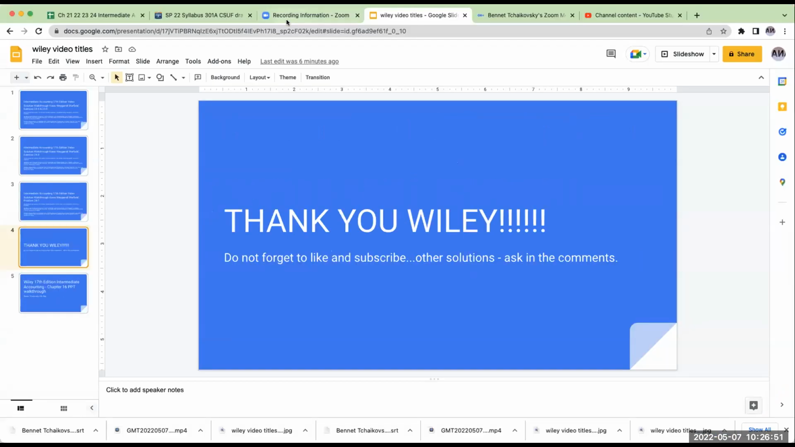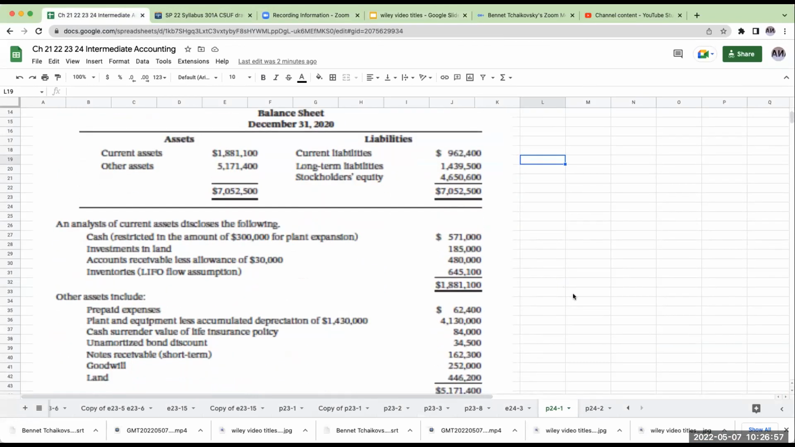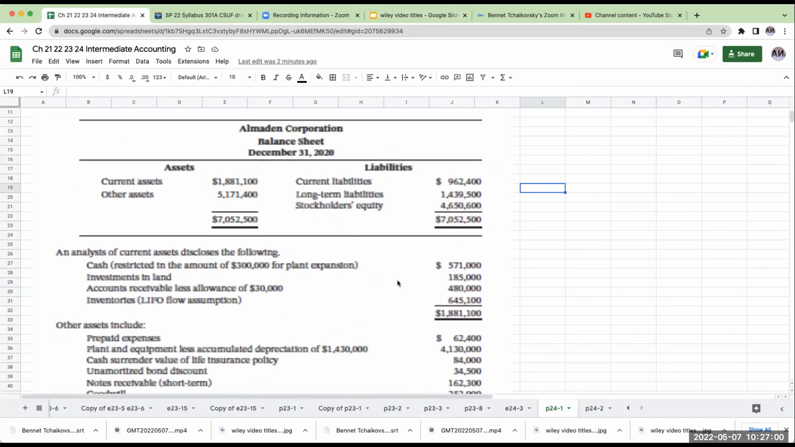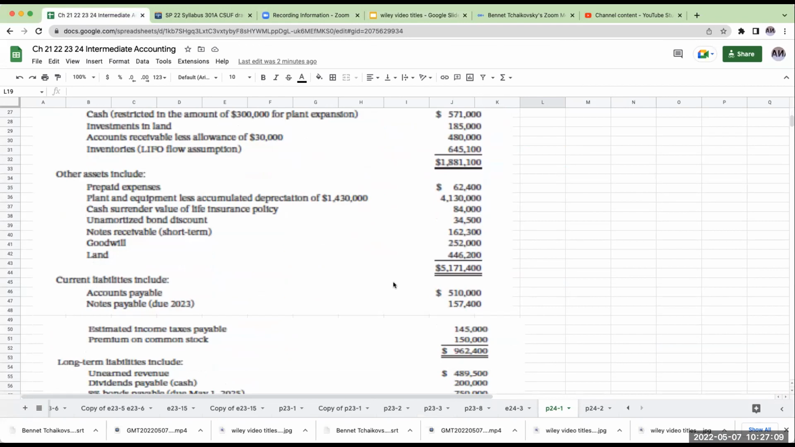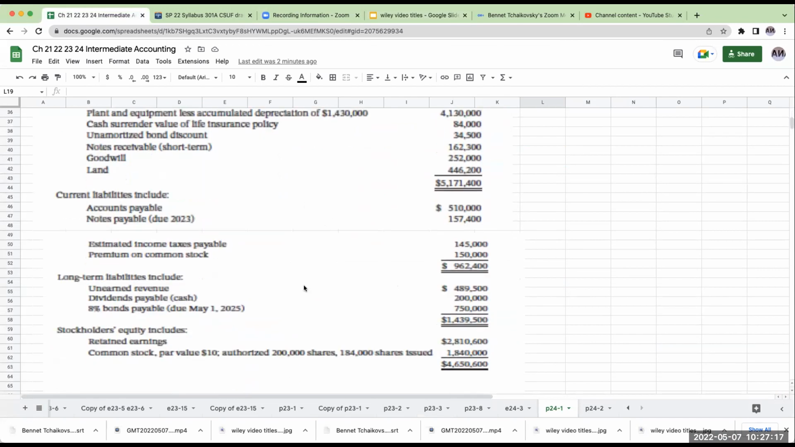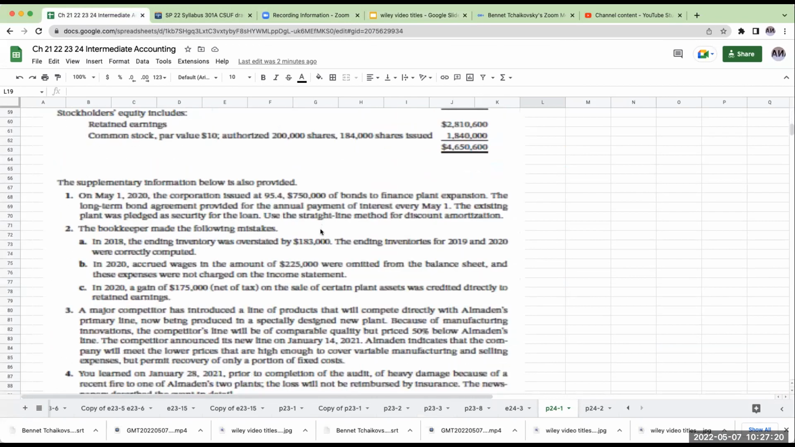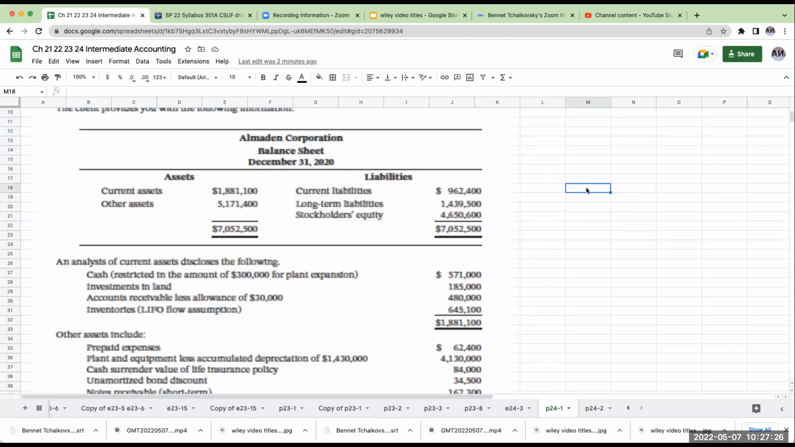Okay, so before we say thank you to Wiley, let's take a look at our question for today. Here we have an analysis of various different items. What we're being asked to do is take a look at these different items, current liabilities, long-term liabilities, stockholders' equity, and it's providing us with additional information. So the best way for us to do this is to take the existing balance sheet. So we have Almaden.